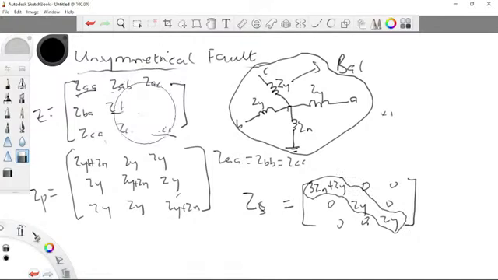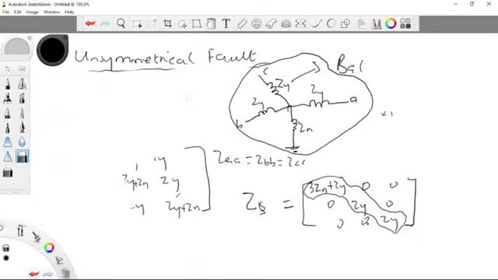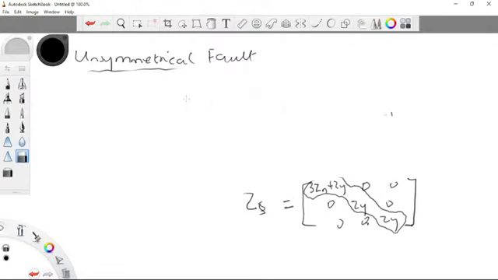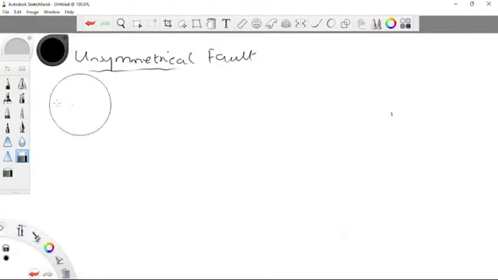So let's move on to unsymmetrical faults. Okay. Alright. So we'll start with single line to ground fault.